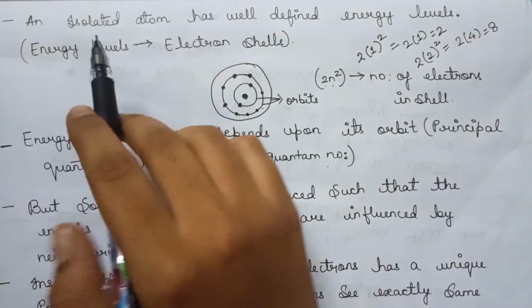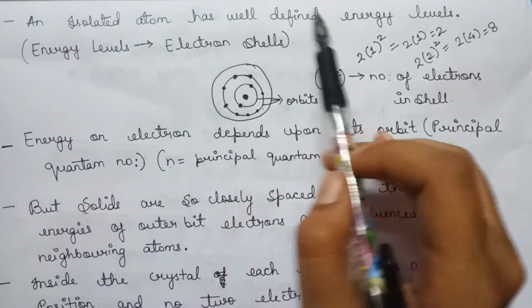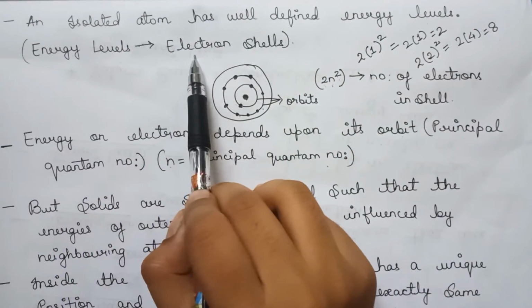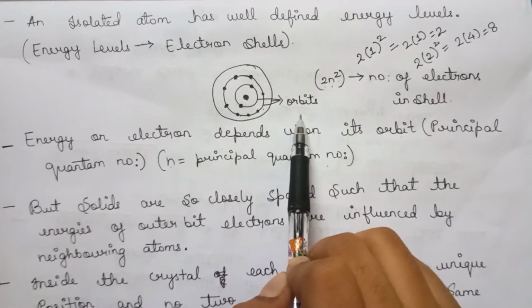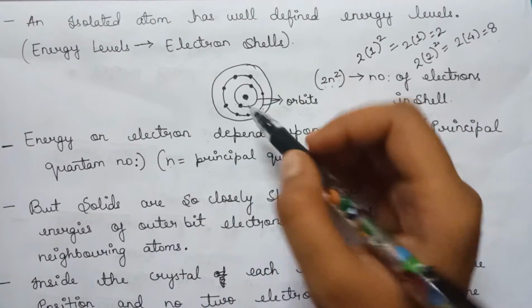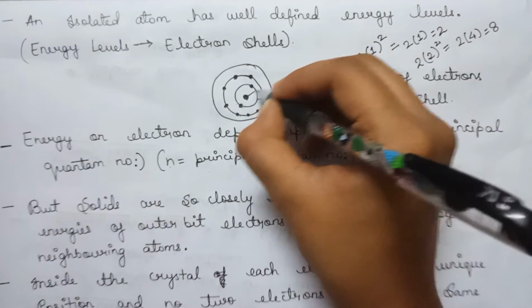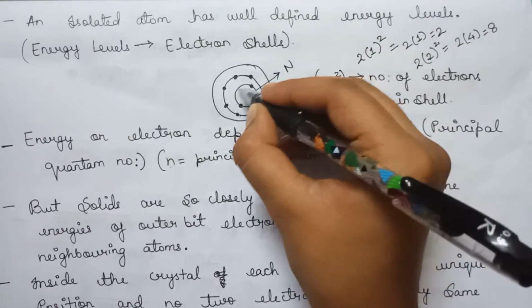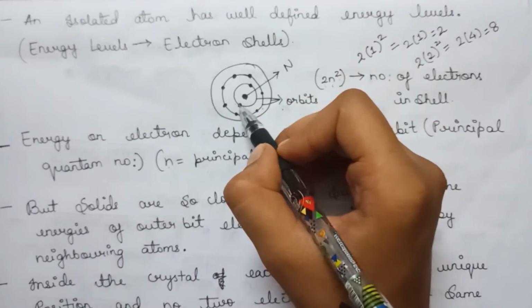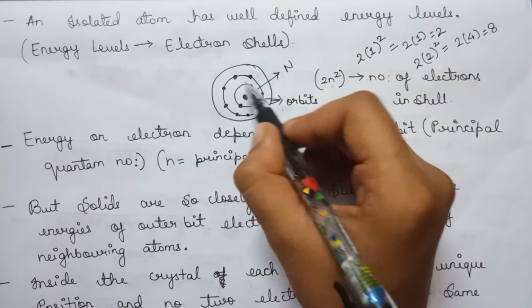Next, an isolated atom has well defined energy levels. Energy levels can also be known as electron shells or orbits. This is the figure of an atomic structure. In the center is the nucleus, and these are the electron shells or orbits. Here you can see that these are the electrons.